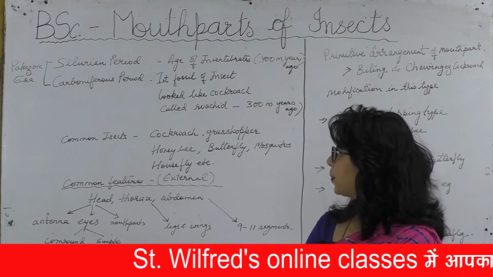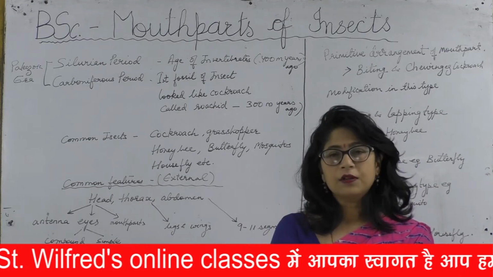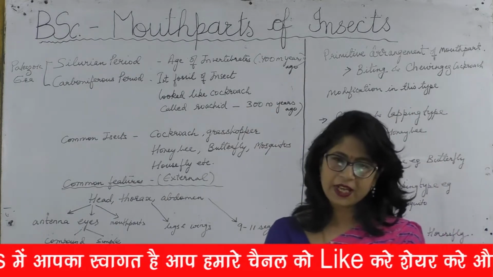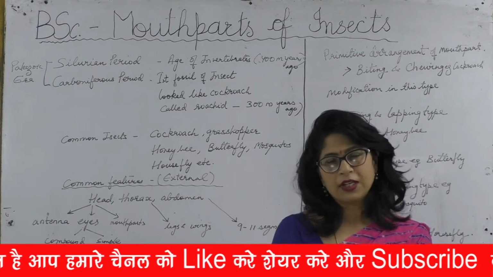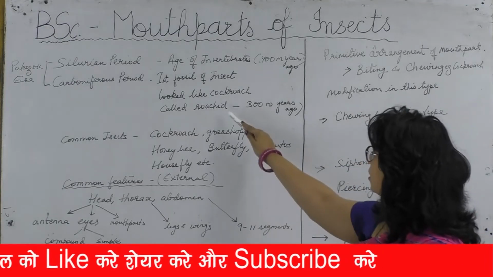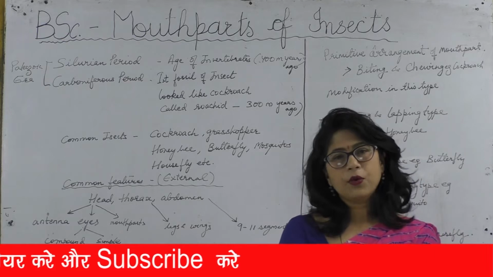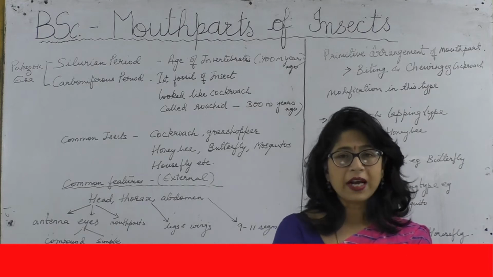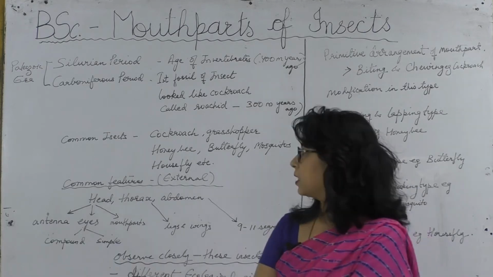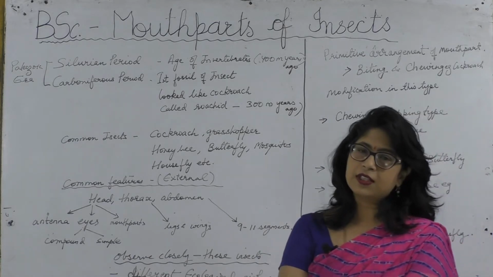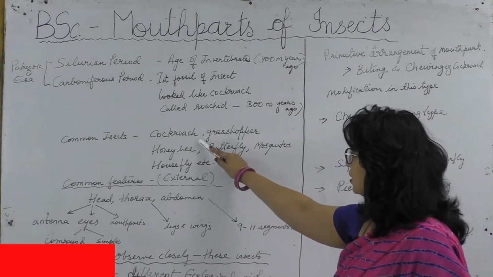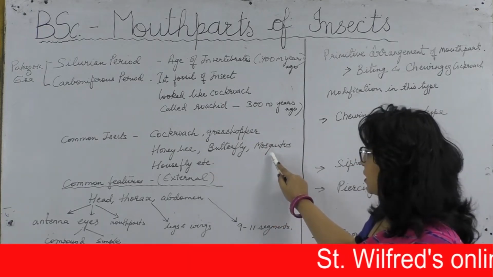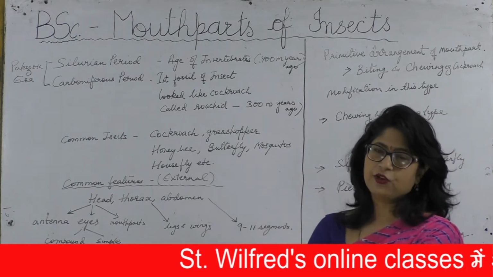In the Carboniferous period of the Paleozoic era, the first fossil of an insect was obtained, and this resembled the modern day cockroach. This insect was called roachid, and this was some 300 million years ago. In the present times, we see a wide variety of insects around us, and some of the common insects that we find around us are cockroaches, grasshoppers, honeybees, butterflies, mosquitoes, houseflies, etc.